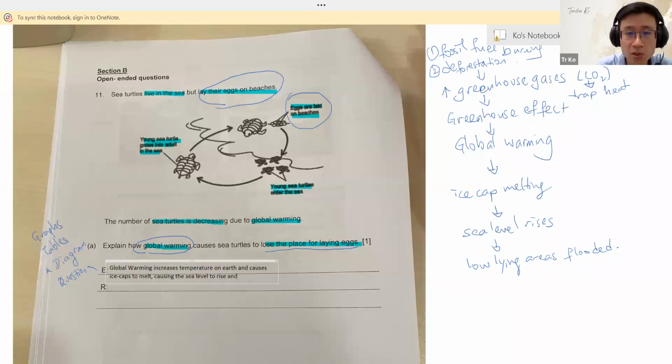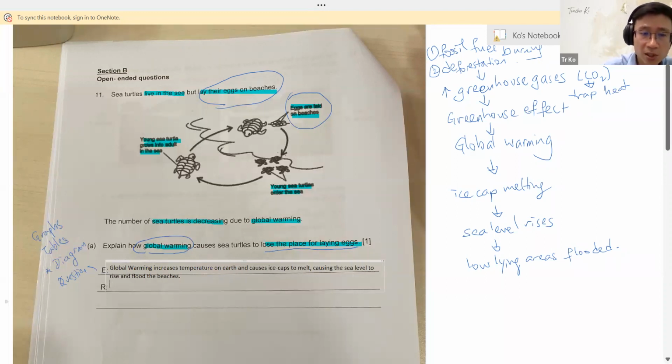and flood low-lying areas. Now, in this case, I'm not just going to say flood low-lying areas. I'm going to apply to this question and say flood the beaches. Okay, so this is the global warming, and therefore there are less beaches for the turtles to lay eggs.